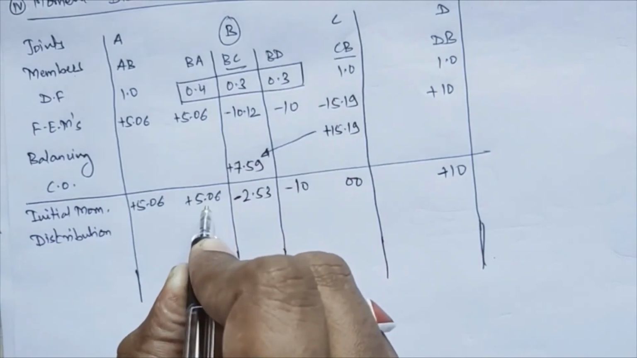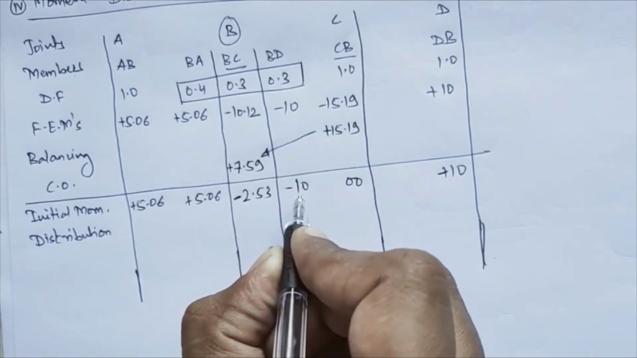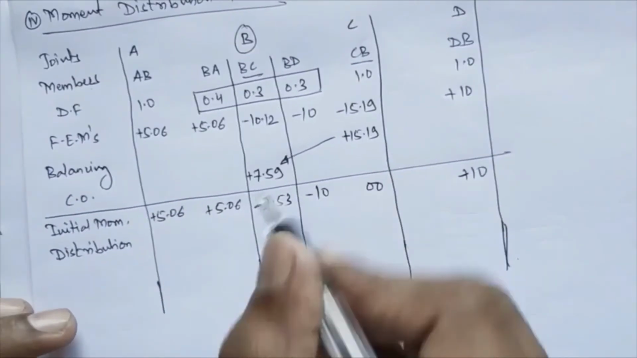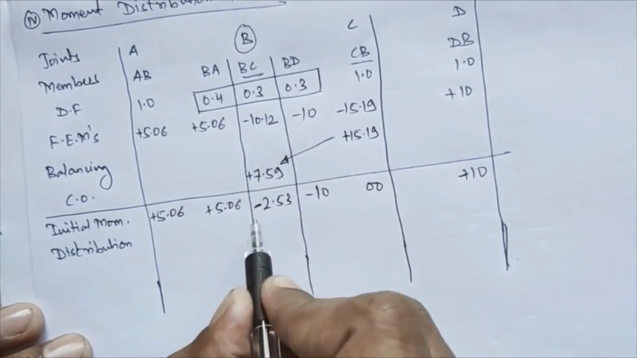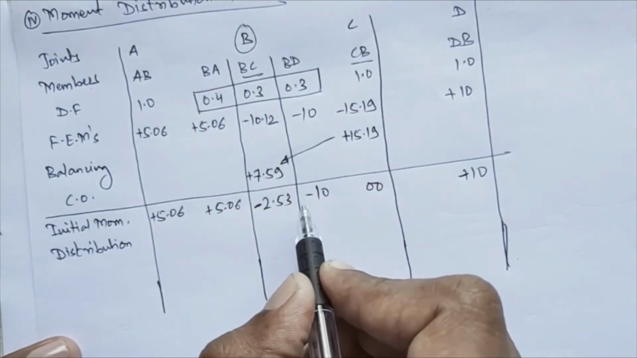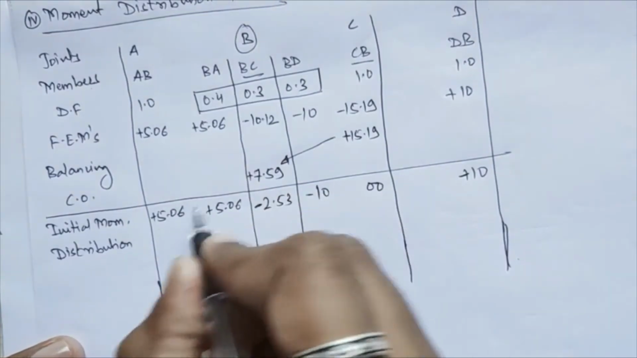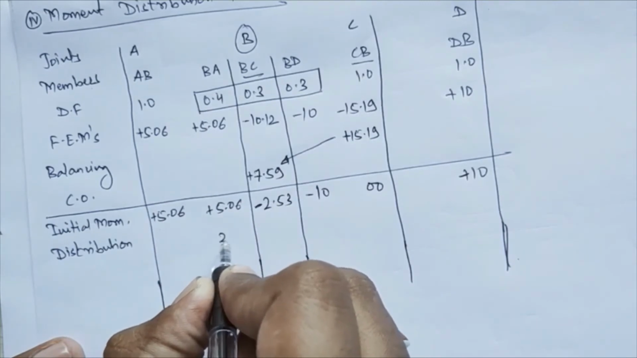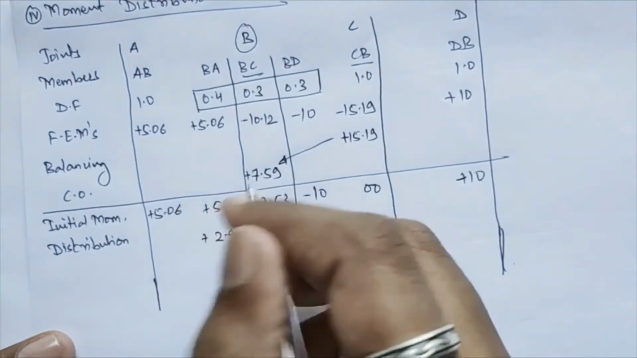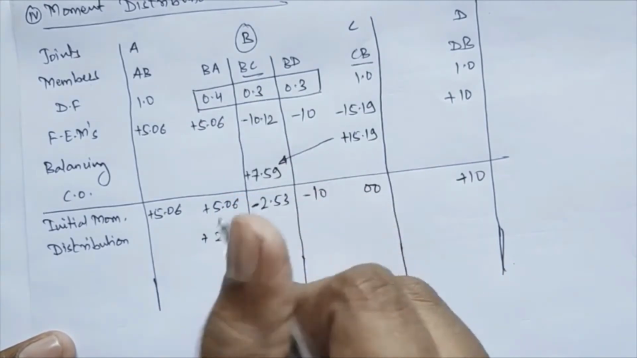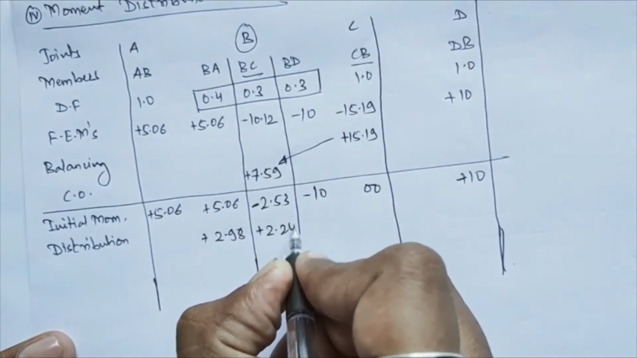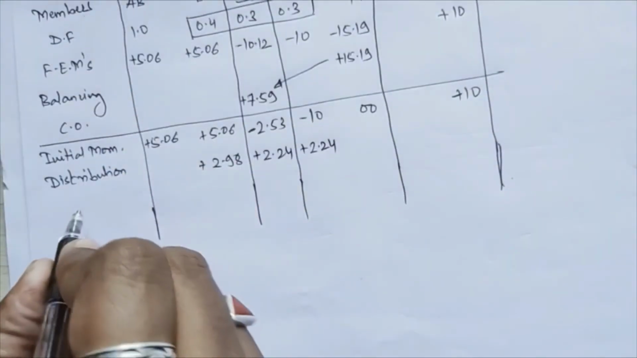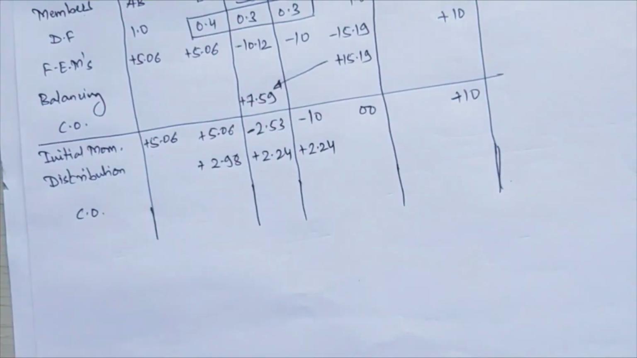Okay, so whatever summation you will get, plus 5.06 minus 2.53 and minus 10, that remains minus 7.47 you will get. Distribute that moment along these distribution factors, so that whatever value you are getting, you get as the opposite sign. So distribution will be positive in nature. So the summation of these three values multiplied by 0.4 will be your distribution for this, that you get as plus 2.98. Again distribution into 0.3, that you get plus 2.24, and the same again plus 2.24. Okay, so after doing the distribution, now the next step is the carryover of moment.